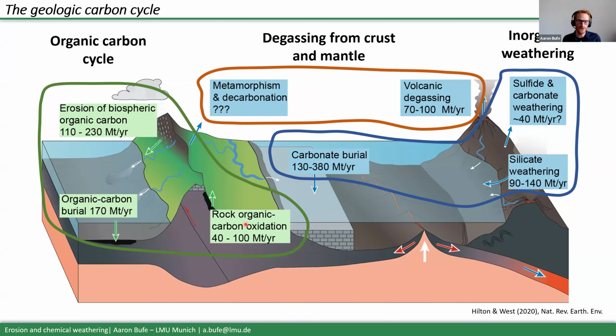And so over the last few decades, there's been more and more evidence from active mountain regions around the globe that weathering in these places is very often dominated by rock organic carbon oxidation, sulfide and carbonate weathering. Why? Because these weather orders of magnitude faster than silicates, which dissolve much more slowly. And so in places where you have high mountains supplying a lot of material, you're often dominated by these rapidly weathering phases.